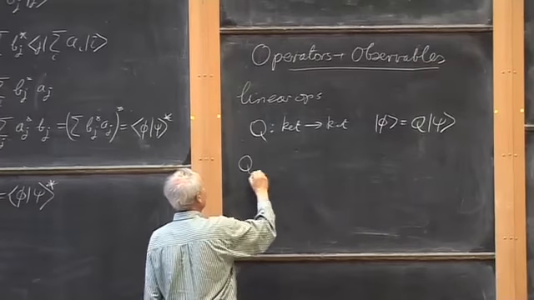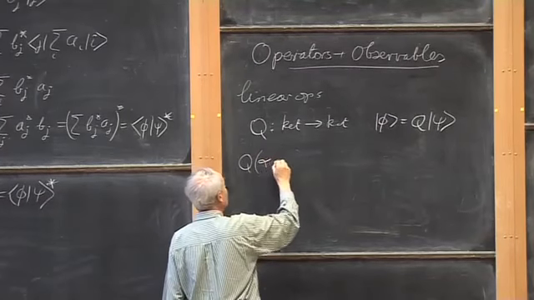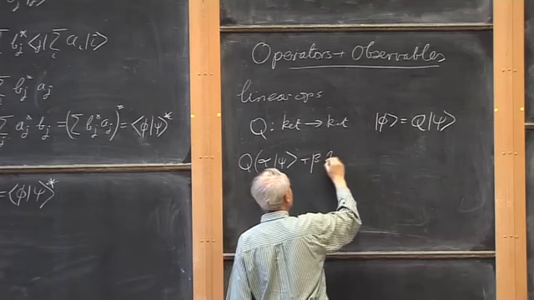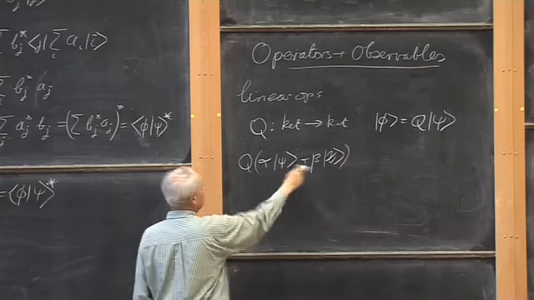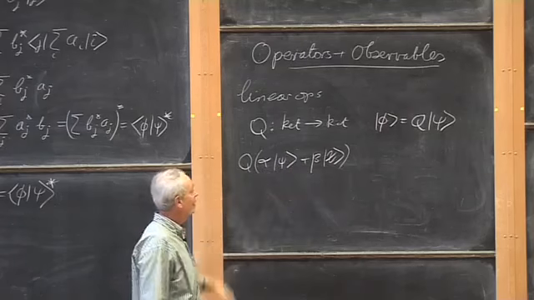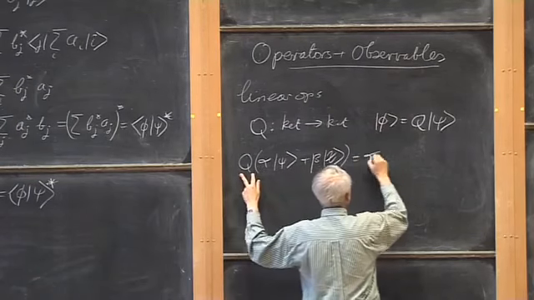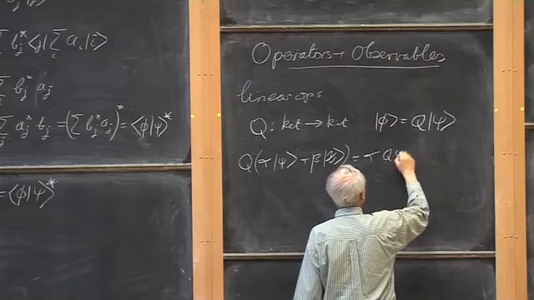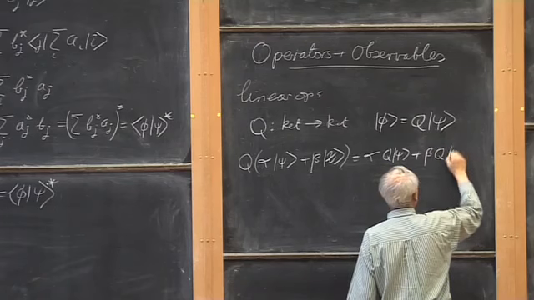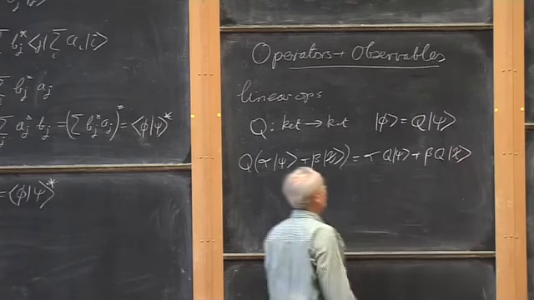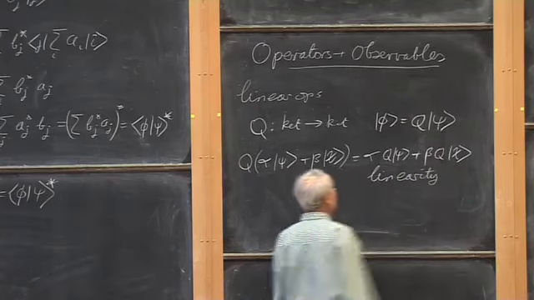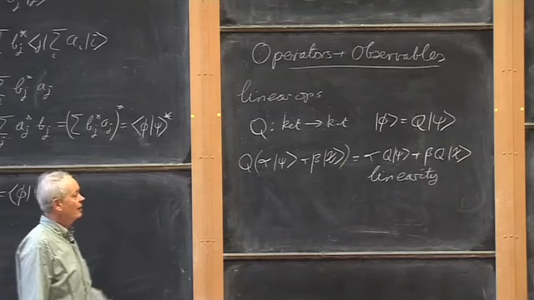What's a linear operator? If I have Q on a linear combination of alpha psi plus beta chi, so this is just any old two kets, I take alpha times one and add beta times the other because I know I'm allowed to do that. Well, what is that? That's equal to alpha Q operating on psi plus beta Q operating on chi. That's the linearity property. So we're only going to be interested in these linear operators.